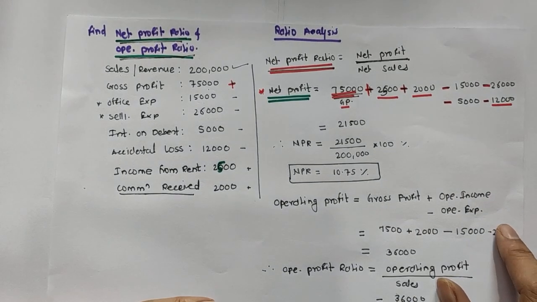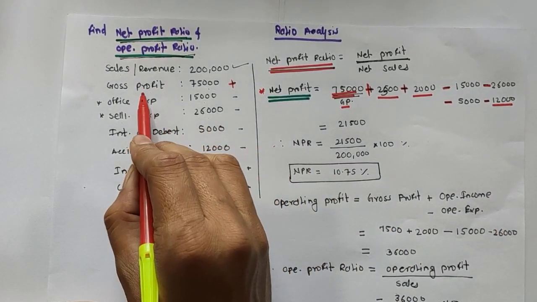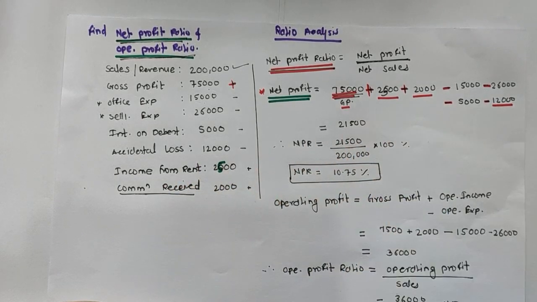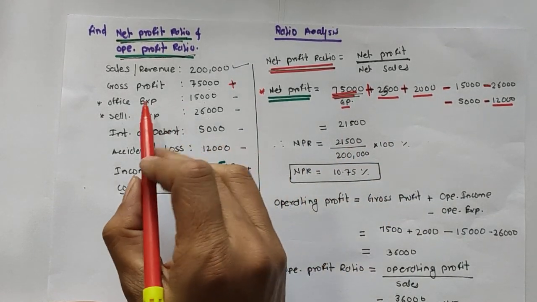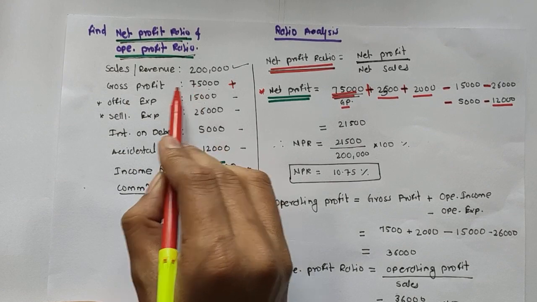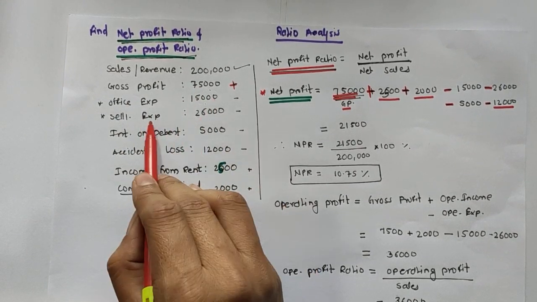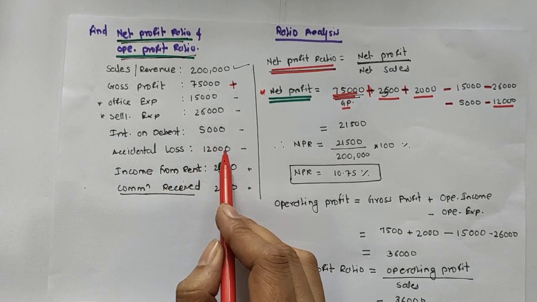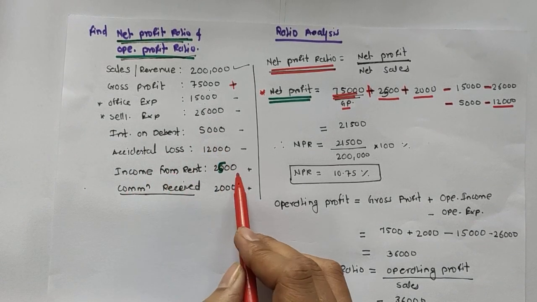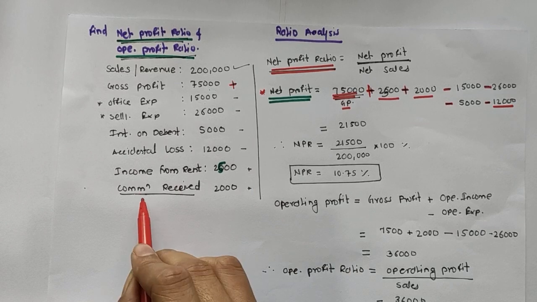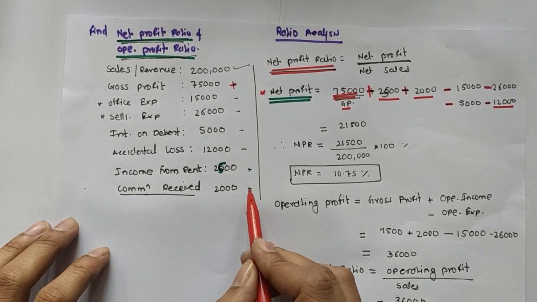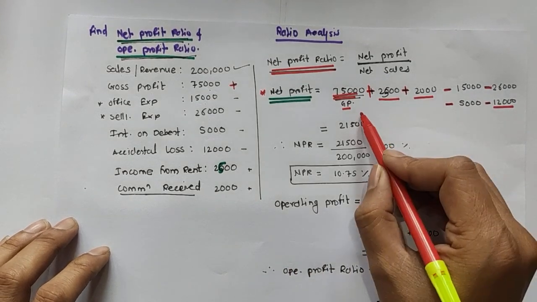And how to calculate? See here, you have to add all the income and subtract all the expenses, right? So you have added gross profit, you have subtracted office expense, selling expense, interest on debt, accidental loss. Income from rent is income, that's why you have added. And commission received, 2,000, is commission you are receiving, that's why it is your income, so you have to add.